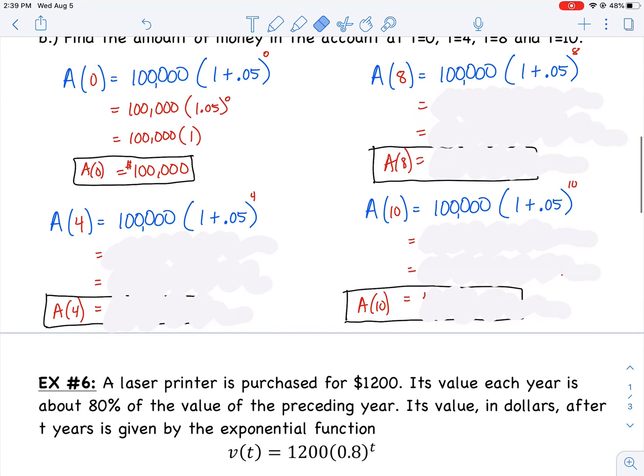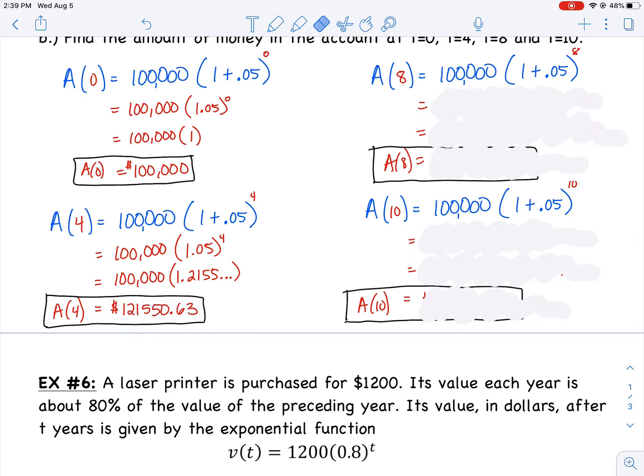So let's say I left that money in the account for 4 years. So let's use the formula and plug in a 4 for T this time. 1 plus 0.05 is 1.05. I'm going to use my calculator and do 1.05 to the 4th power. And then I'm going to take that answer and multiply it by 100,000. And I'm not going to round until the very end. So I'm going to use my calculator the whole way through. At the final answer, I'm going to then round to the nearest hundredths place so I can get right to the nearest cent. So at the end of 4 years of keeping my money in this account, I now have $121,550.63.